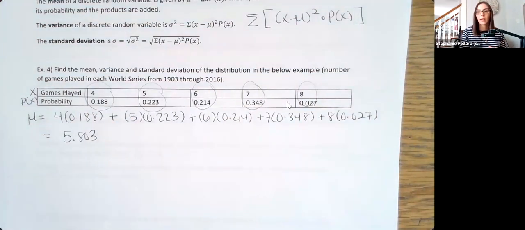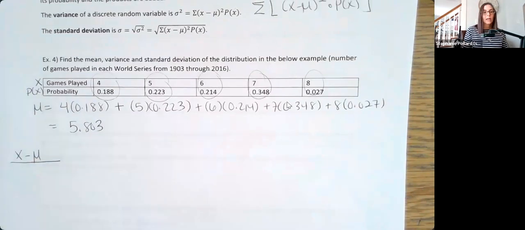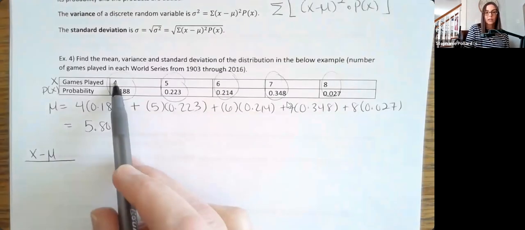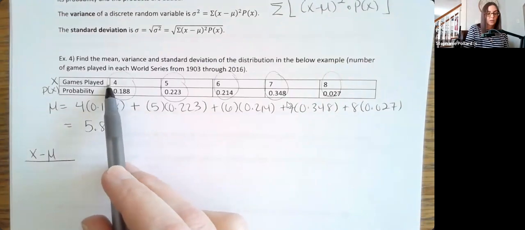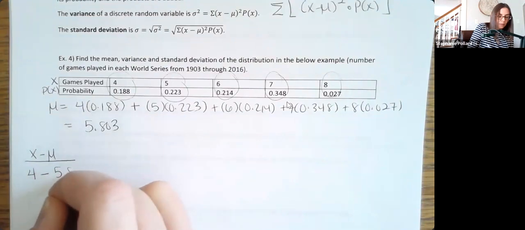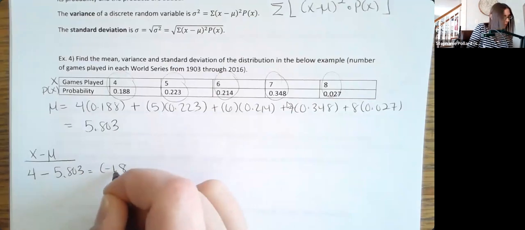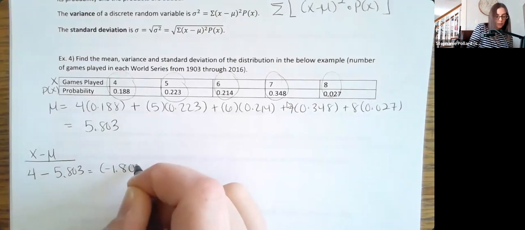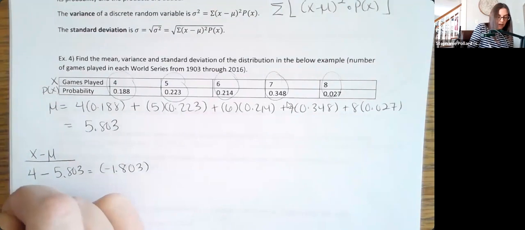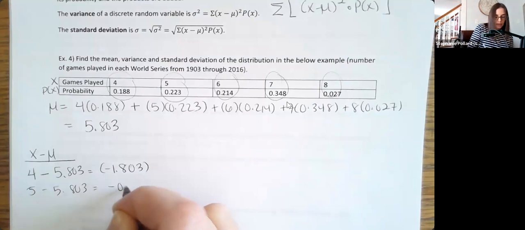So the mean is a pretty quick calculation. The standard deviation and variance do take a little bit more work. So the first thing we're going to do is subtract the mean from each x value. Now again, you don't have to do this over and over. Just do it once for each x value. So I'm going to do the 4 first. So I do 4 minus 5.803, and your mean is something that you probably will have to calculate. And when I subtract, I get negative 1.803. I do the 5 minus 5.803. So I get negative 0.803.